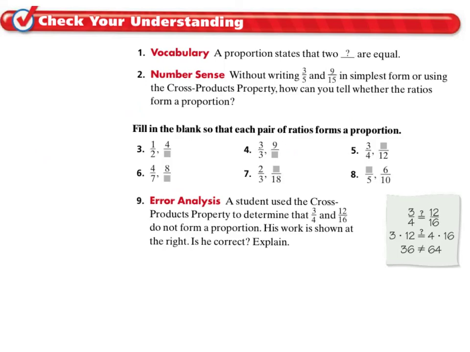9, error analysis. A student used the cross products property to determine that 3 to 4 and 12 to 16 do not form a proportion. His work is shown at the right. Is he correct? Explain why or why not.